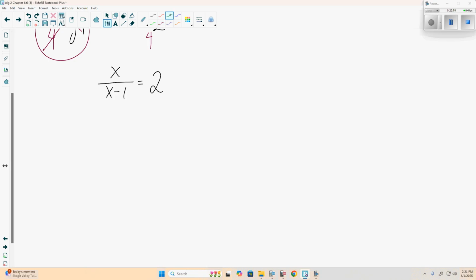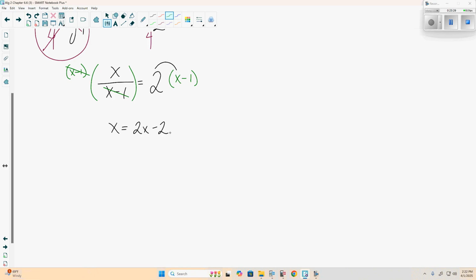Now we need to solve for x, yes? Well, it'd be nice to get this fraction simplified. We can do it by multiplying it by x minus 1, because x minus 1 over x minus 1 would cancel, leaving us with x. But if we multiply it on one side, we got to do it to the other. 2 times x is 2x. 2 times negative 1 is minus 2.